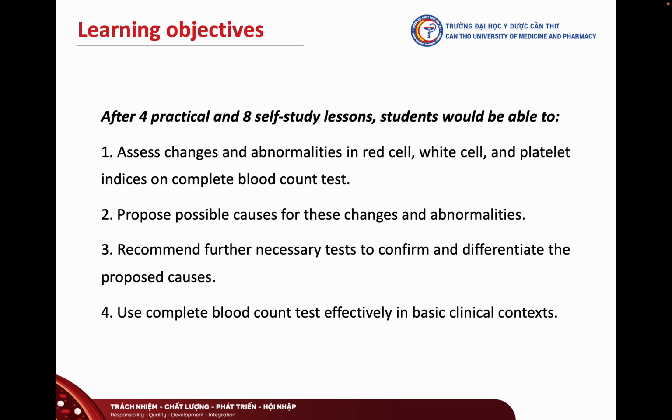And finally, you can apply your knowledge of the CBC effectively in basic clinical scenarios, something you will use again and again, regardless of your medical specialty. Remember, these are not just technical skills, but they are the foundation of your clinical judgment. So let's work toward them together.